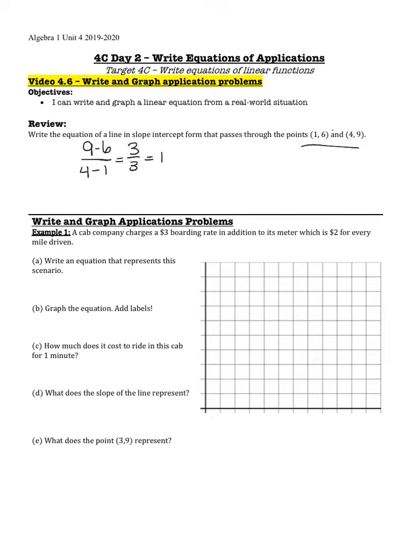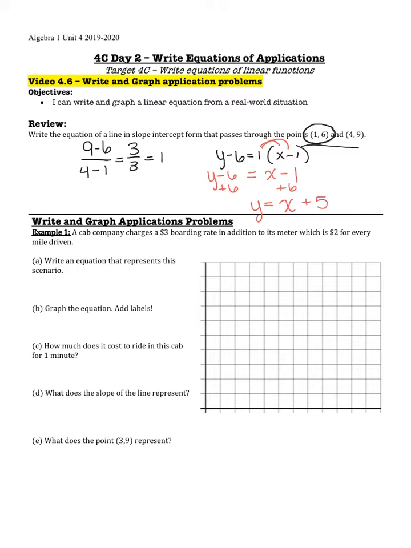I'll put it in point slope form first using my first point. You could use the second point too, doesn't matter. I would do y minus 6 is equal to my slope of 1 times x minus 1. And I'm going to start getting this into slope-intercept form. I'll distribute the 1, so that just gives me 1x minus 1, and the y minus 6 over here. Then I'll add 6 to both sides, and I get the final answer of y equals x plus 5.